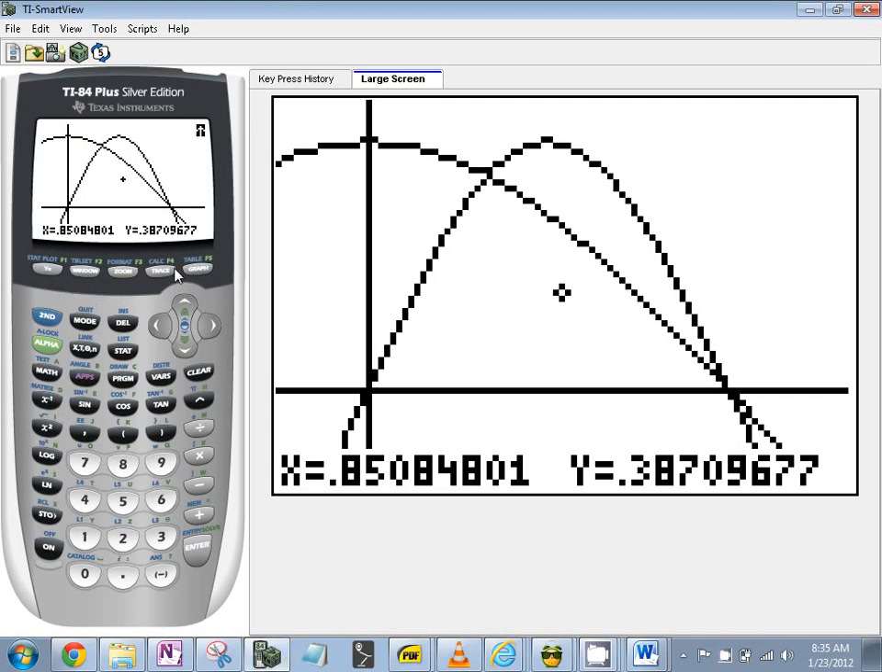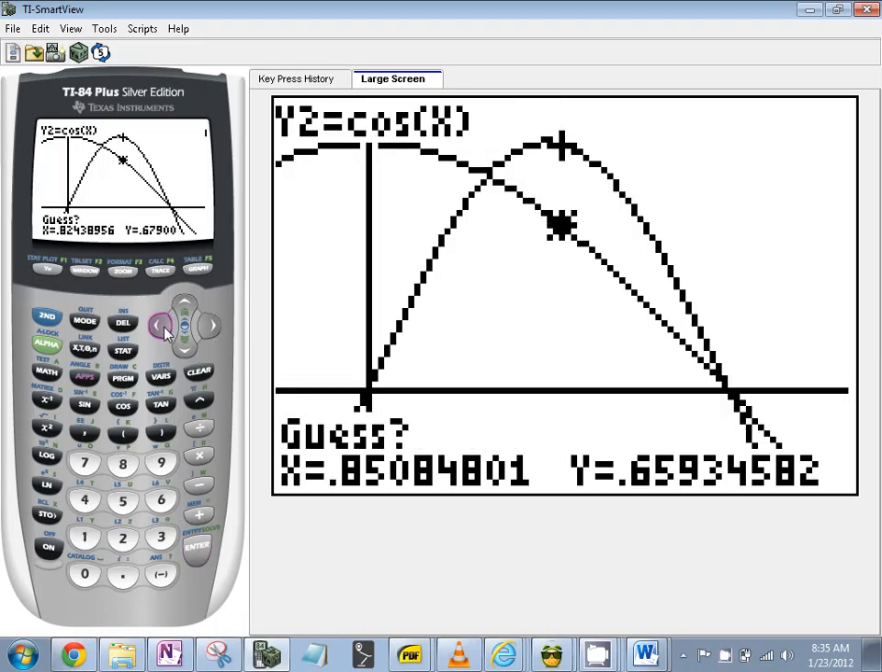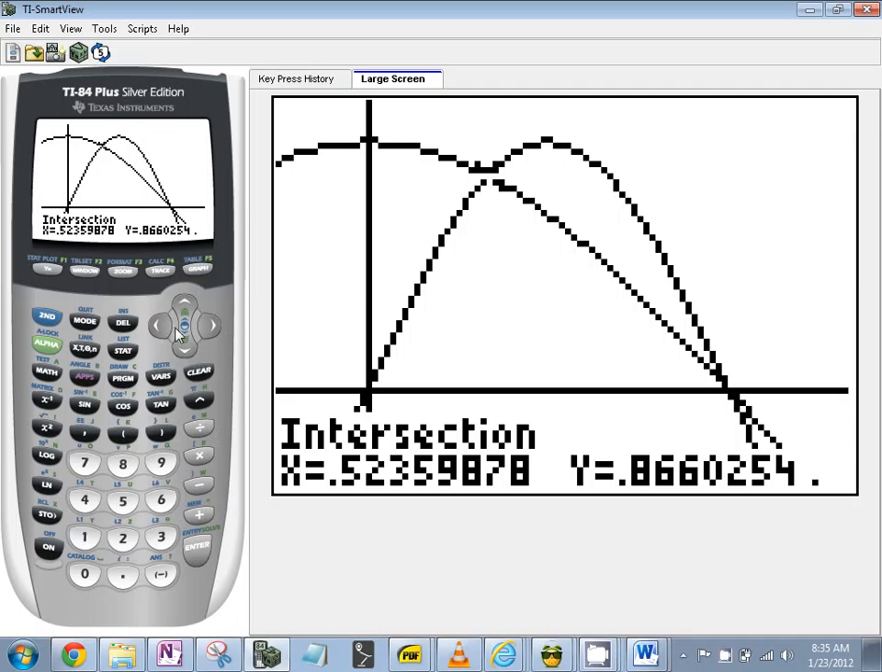So you're going to go back to this, and what do you use? Second calc, right? Intersect, and you do first curve, second curve, and then you give it a guess, because when it's doing this, it's not solving this algebraically. It's estimating using Newton's method, which you've studied before. So hey, there it is. The intersection is right there.